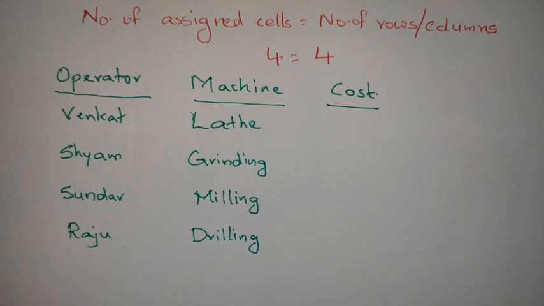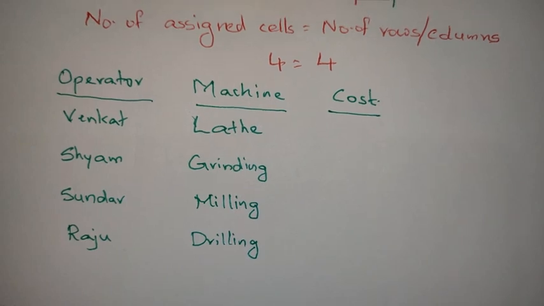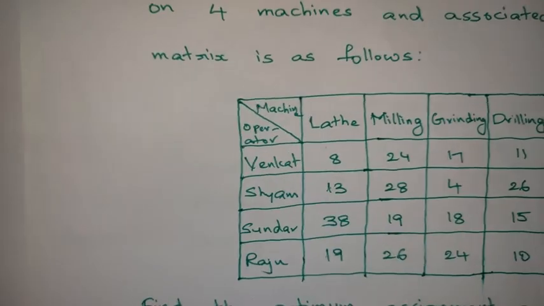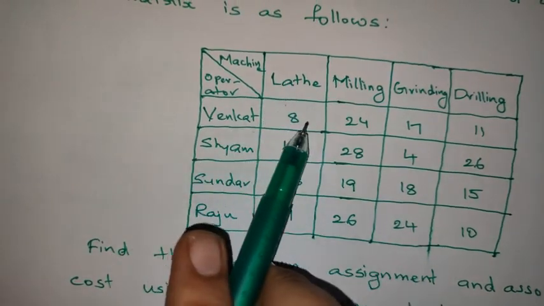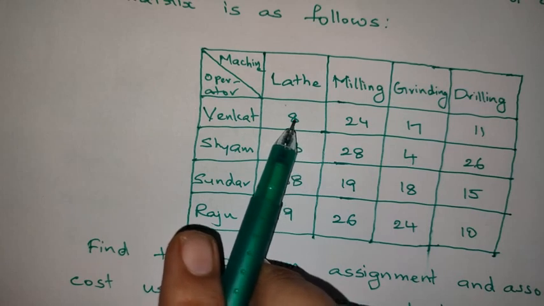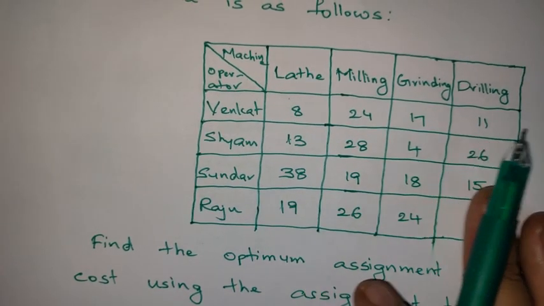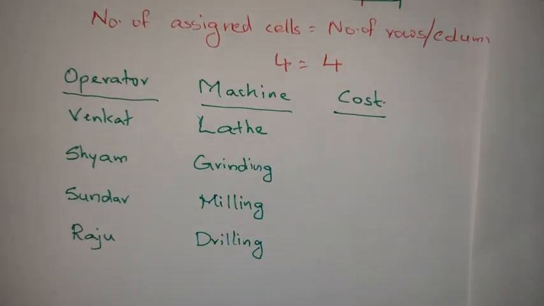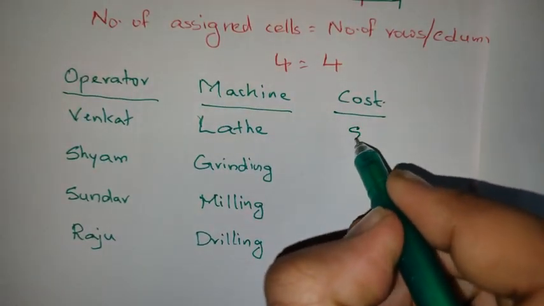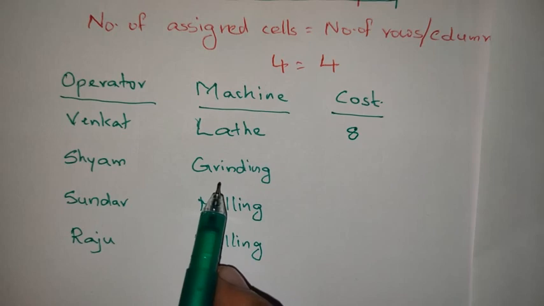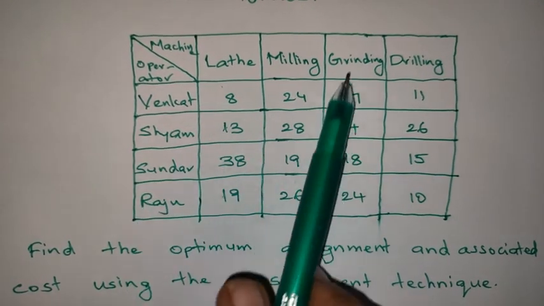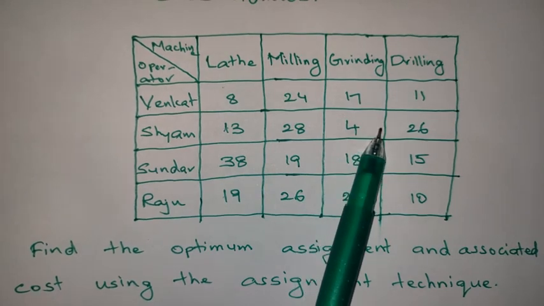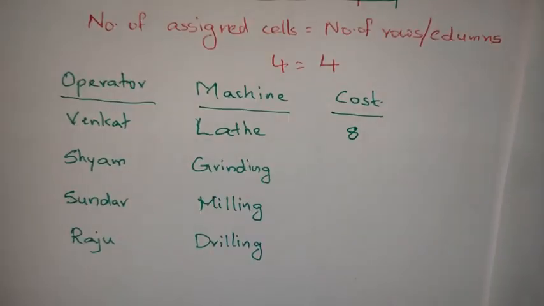Then we need to find the optimal cost. So here see, first Venkat was assigned to lathe machine. Then what is the associated cost? 8 rupees. So write that one. Next, Shyam was assigned to grinding machine. What is the associated cost? Shyam to grinding machine, it is 4 rupees. So then write that one.